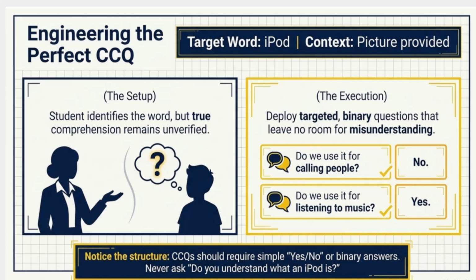Engineering the perfect CCQ. So, what makes a good CCQ? Use targeted, simple, binary questions. Let's take the example of an iPod. Suppose I show students a picture and they correctly say, iPod. Do they really understand what an iPod is?